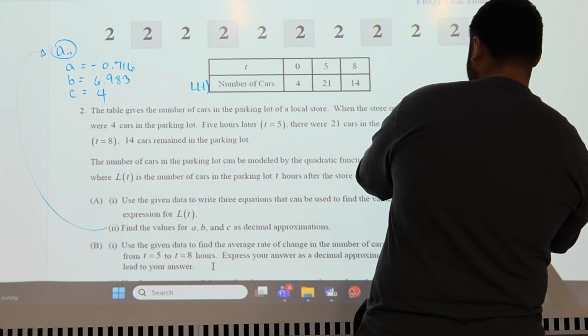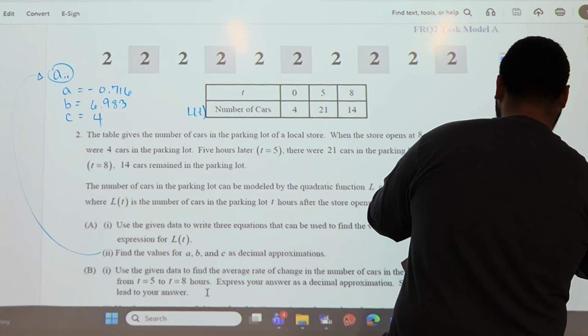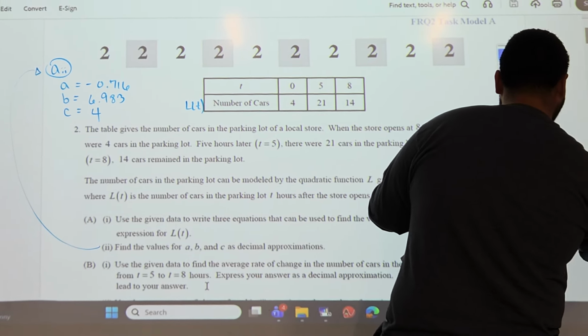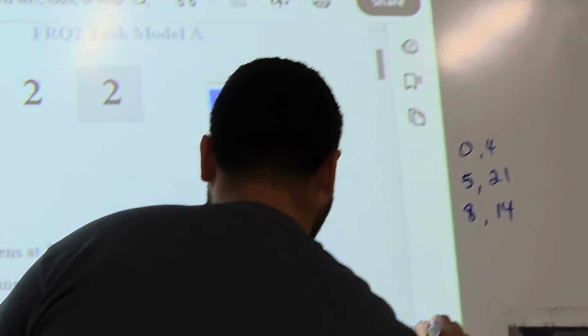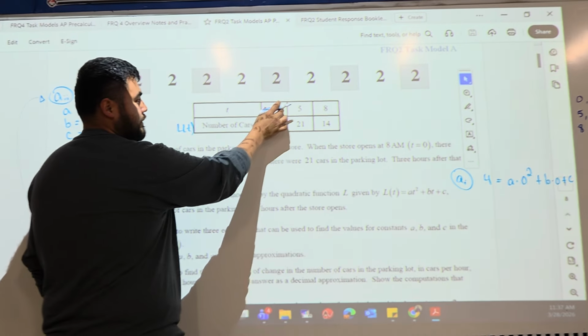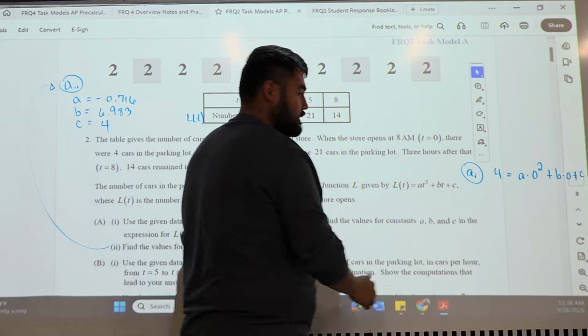So if I replace L of T, I'm gonna have to replace it with 4 first, then you have A times 0 to the power 2, plus B times 0 plus C, right? And that's one equation. Your output is 4, your input is 0. So you have to repeat this 2 more times.